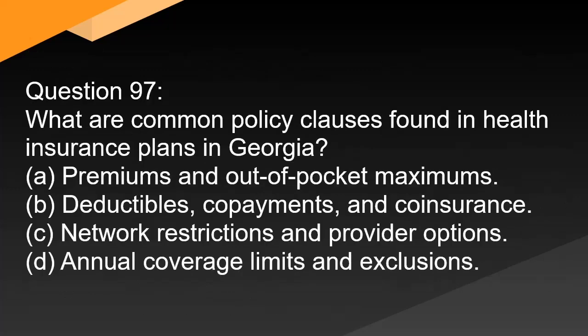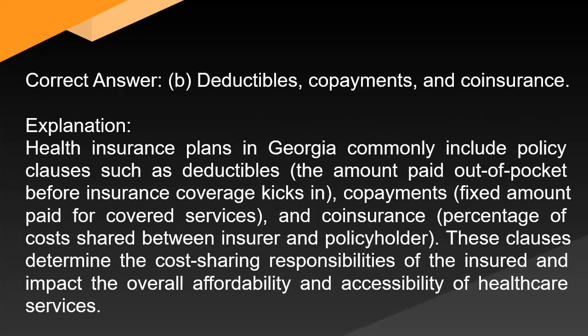Question 97. What are common policy clauses found in health insurance plans in Georgia? Correct answer: B. Deductibles, copayments, and coinsurance. Explanation: Health insurance plans in Georgia commonly include policy clauses such as deductibles, the amount paid out of pocket before insurance coverage kicks in, copayments, fixed amount paid for covered services, and coinsurance, percentage of costs shared between insurer and policyholder. These clauses determine the cost-sharing responsibilities of the insured and impact the overall affordability and accessibility of healthcare services.